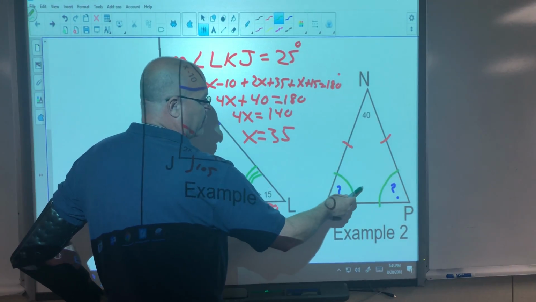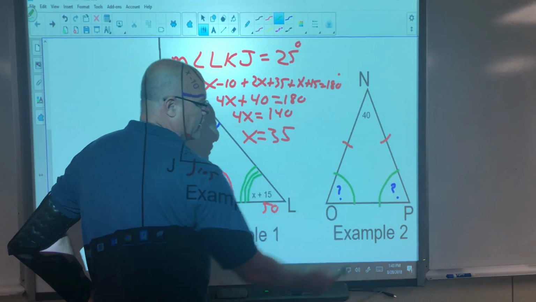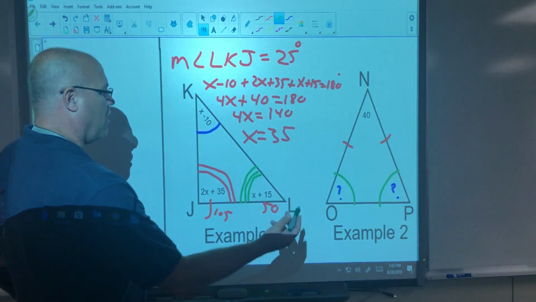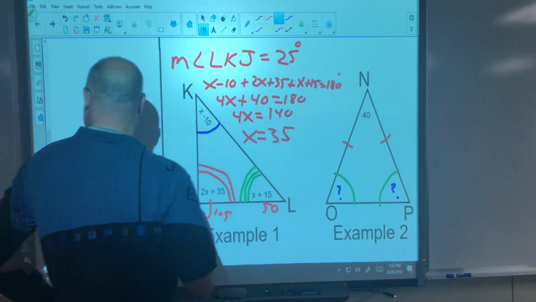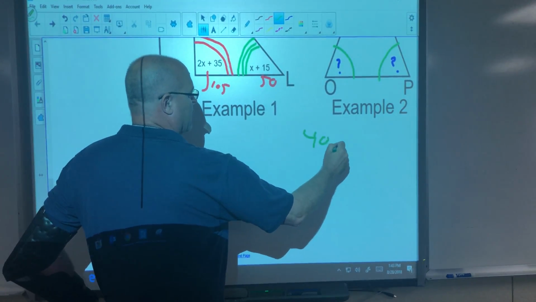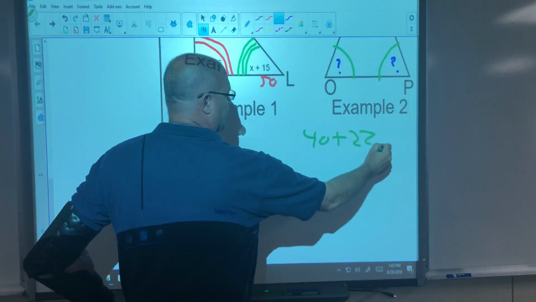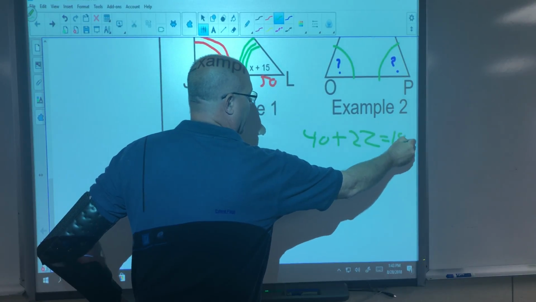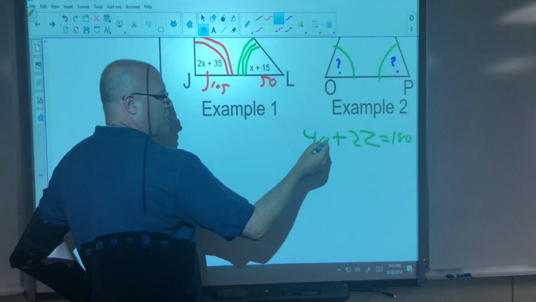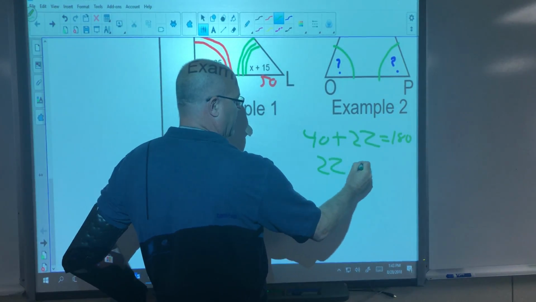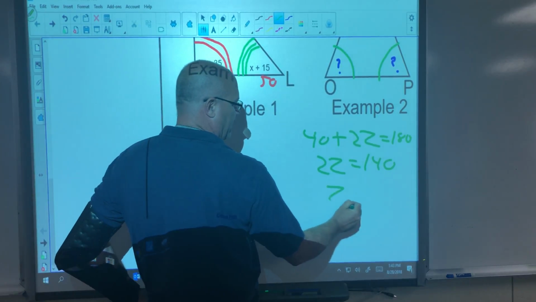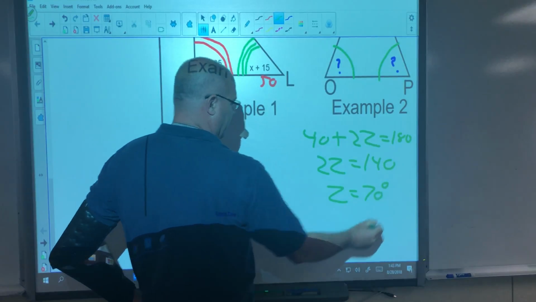We know that the base angles opposite these congruent sides are also congruent. So we can call it whatever letter we want to call it. I'll call it just z. Scroll down a little bit here. So let's say we're going to have 40 plus 2z equals 180. Make sure I didn't lose anybody. z plus z plus the 40. All right. Subtract 40 from both sides. 2z equals 140. Now we divide both sides by 2, and we get z equals 70 degrees.